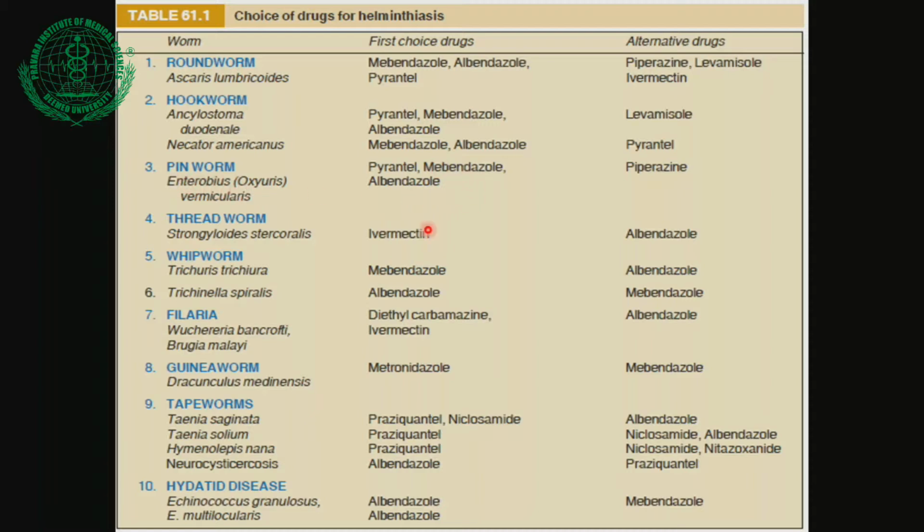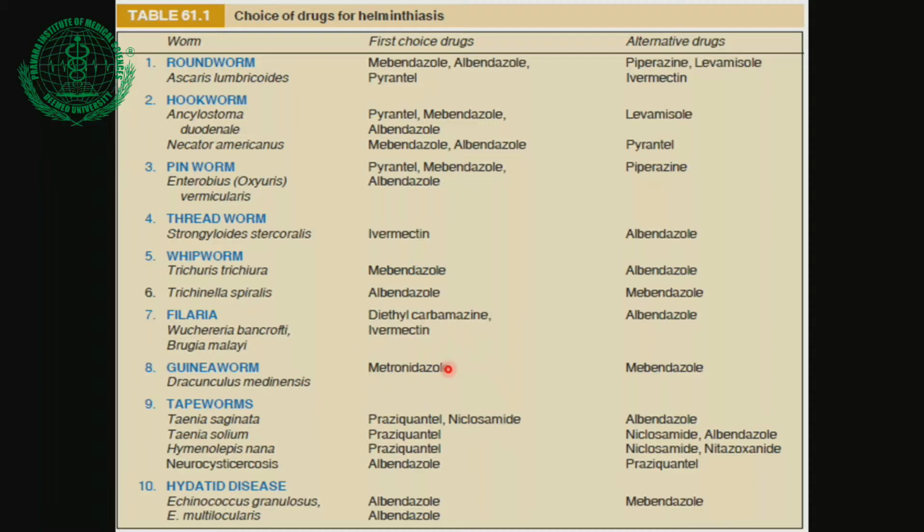Pinworm, that is Enterobius vermicularis, again mebendazole, albendazole. Threadworm we will discuss. Whipworm, Trichuris trichiura, mebendazole. Trichinella spiralis, albendazole. So in general you can see that most of the intestinal nematodes, roundworm, hookworm, pinworm, whipworm and Trichinella spiralis, all have either albendazole or mebendazole as the first choice drug. Only threadworm, that is Strongyloides, has ivermectin as the drug of choice. And guinea worm, that is Dracunculus medinensis, has metronidazole as the drug of choice.